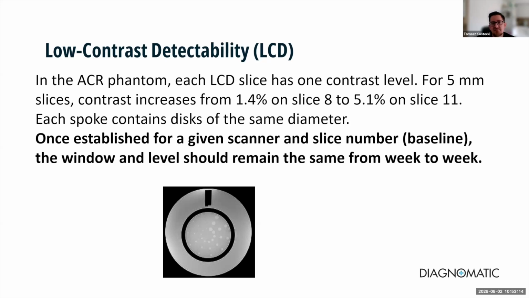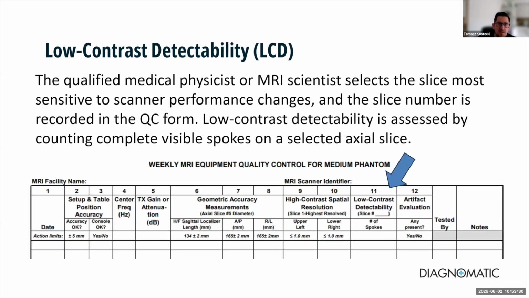5.1% on slice 11. It's very important that once the window and level are established for a specific scanner and slice number, they remain the same from week to week. The medical physicist selects the slice that is most sensitive to changes in scanner performance, and this slice number is recorded in the form. Low contrast detectability is then assessed by counting the number of complete visible spokes on that selected slice.